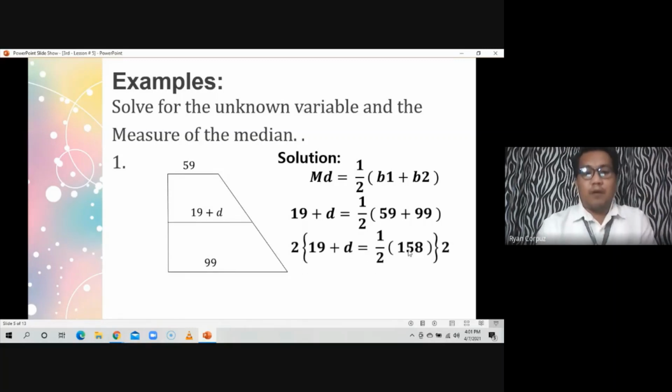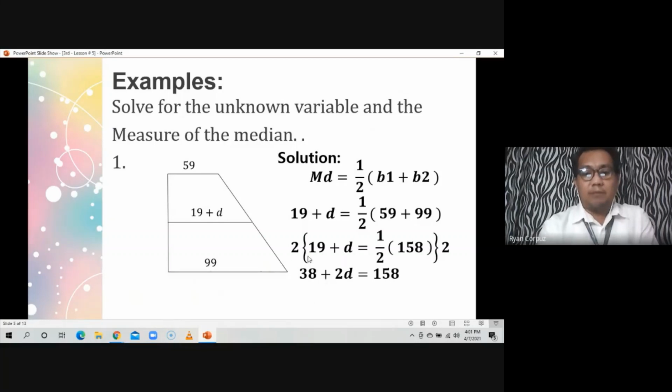So we'll come up with 59 plus 99, which is equal to 158. So para hindi tayo mahirapan masyado since it involves fraction, let us try to remove first that denominator 2. That is by multiplying both sides of the equation by 2. So when we do that, we'll come up with 38 plus 2D.